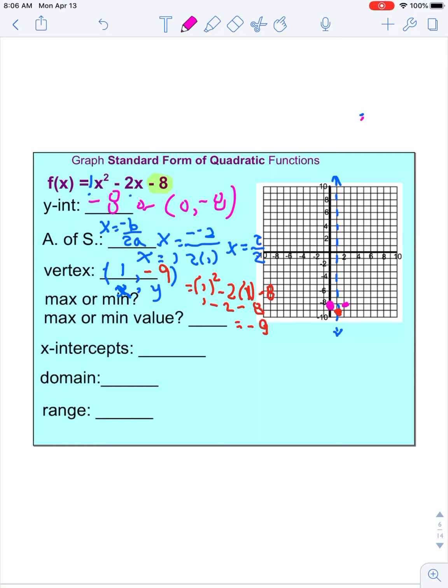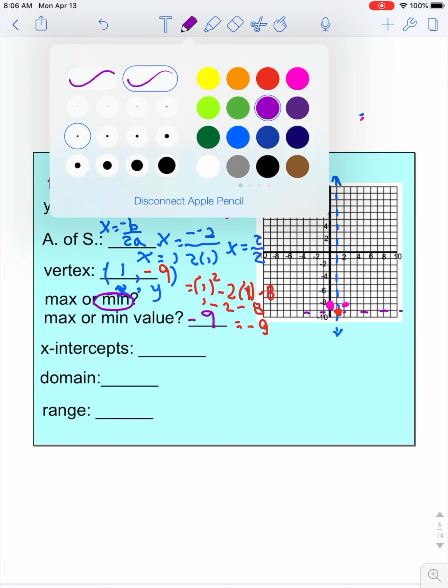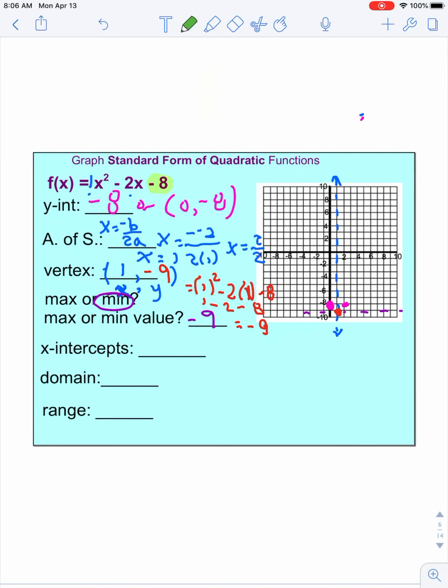I know that this parabola is opening up because my a value is a positive number. So that means it's going to be opening up, and I'm going to have a minimum value here. So I have a minimum value, and that minimum value is it never goes lower than -9. So my minimum value is just -9. It's always the y value of the vertex. The x-intercepts, that gets a little tricky. We got to go back and review factoring.